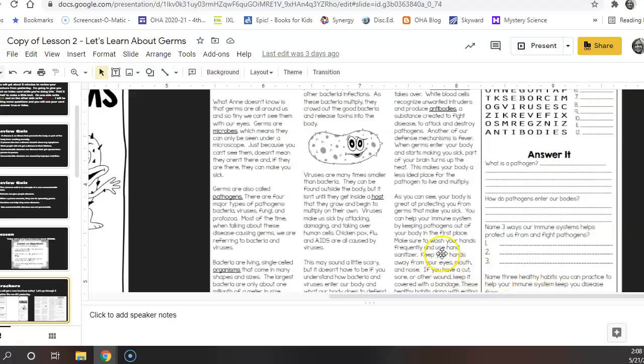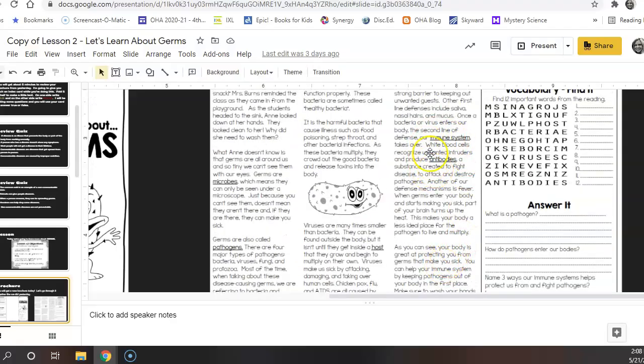Name 3 ways our immune system helps protect us from and fight pathogens. Well, one way is a fever. If you remember, our body heats up to try and kill the virus. White blood cells recognize unwanted intruders and produce antibodies, which is a substance created to fight disease.